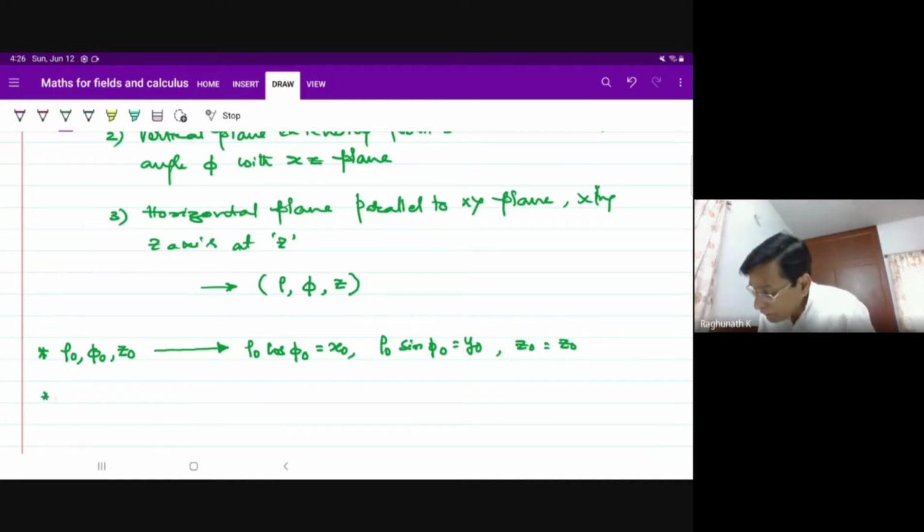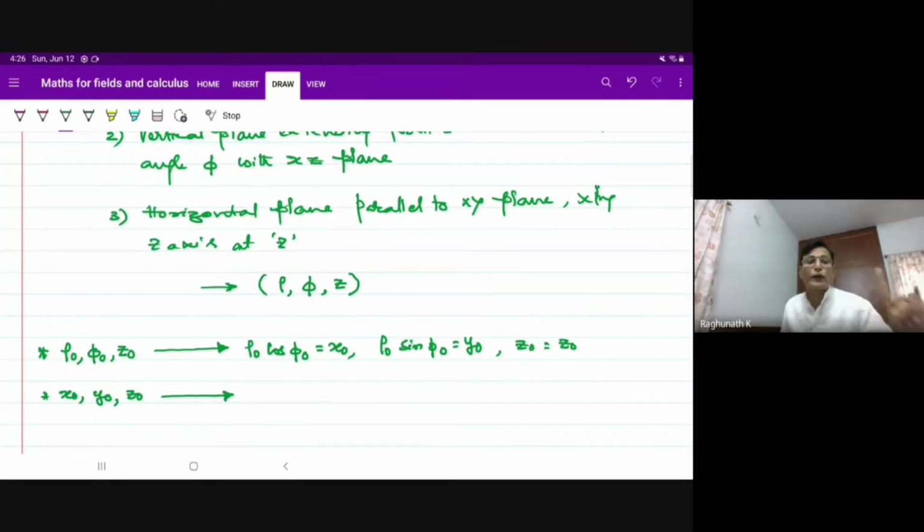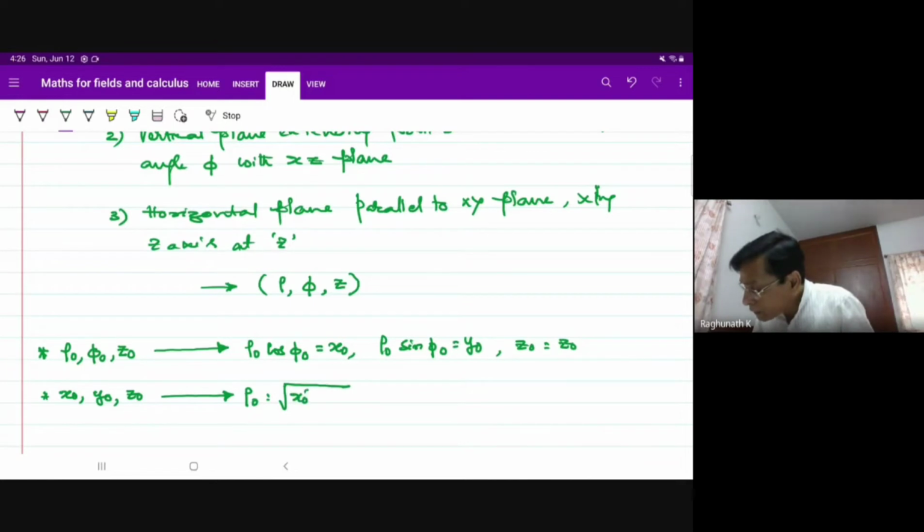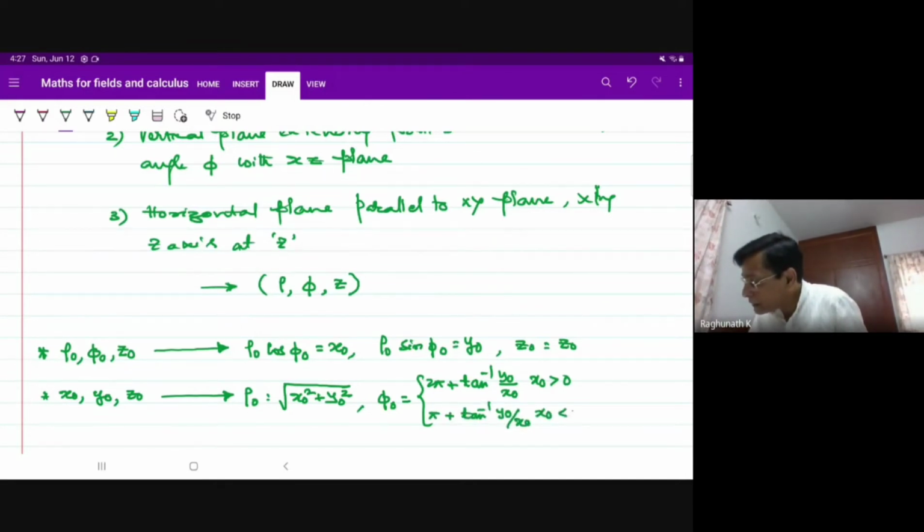And given x naught, y naught, z naught, rho and phi are determined by x naught and y naught only. Rho naught is root of x naught square plus y naught square. And then phi naught is equal to 2 pi plus tan inverse of y naught by x naught if x naught is greater than 0, pi plus tan inverse of y naught by x naught if x naught is less than 0. Z naught is equal to z naught. Wherever we require conversions. Please check.